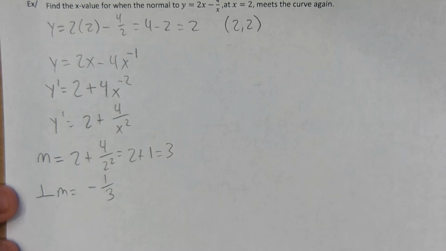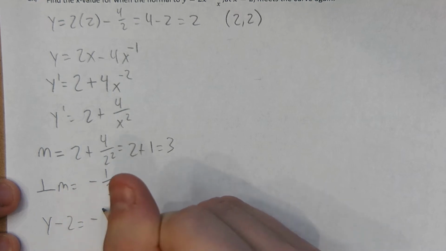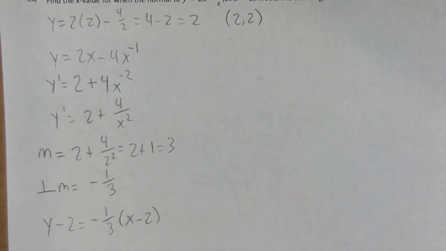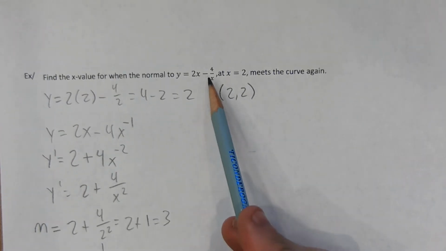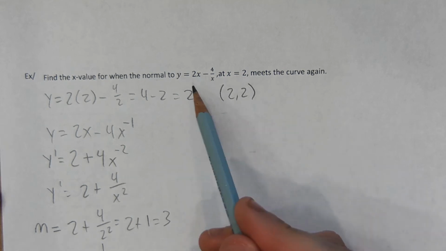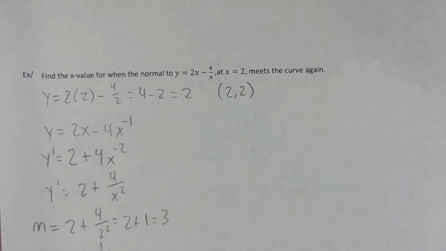Let's find the equation of our normal line. y minus y1 equals the perpendicular m times x minus x1. So what do we know? The directions say figure out where it meets the curve again. That means this line and this curve meet each other at least 2 times. You see, this curve says y equals. If I want to figure out where they hit each other in space, I need to be able to set them equal to each other.